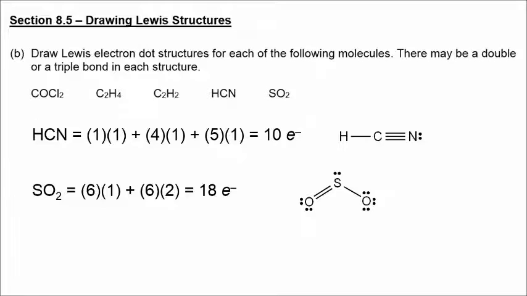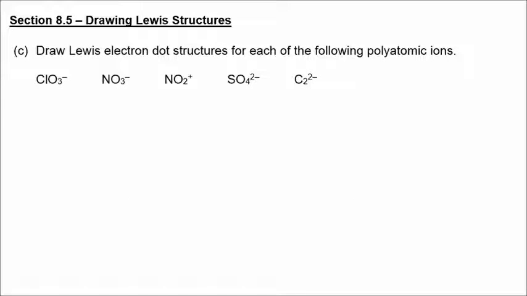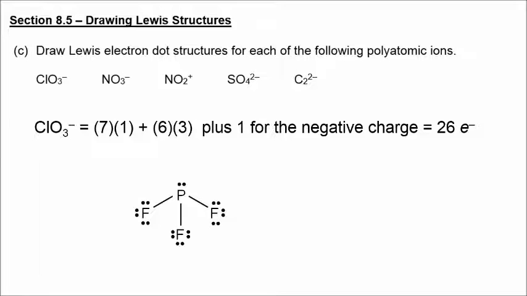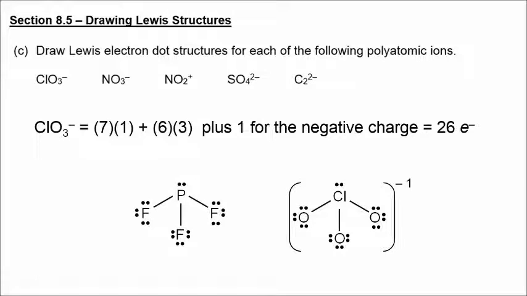Now, when you have a polyatomic ion, you have to either add electrons if you have a negative charge, or you take away electrons if you have a positive charge. So ClO3 minus has 26 electrons, and its structure looks identical to phosphorus trifluoride, which also had 26 electrons. We do put brackets around the Lewis structure and put the charge on the outside.